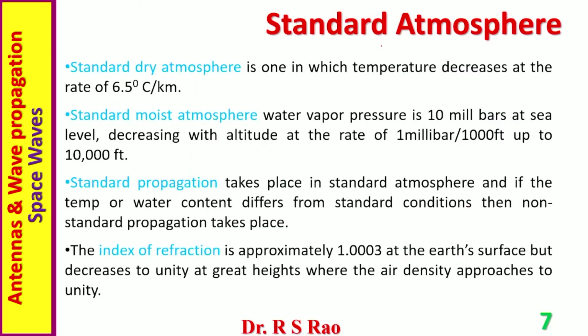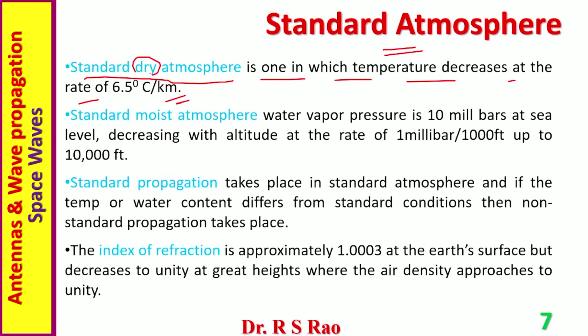Now, a few points regarding the troposphere. The properties, characteristics of a troposphere. As already mentioned, troposphere is the lower portion of the atmosphere. The wave travels in the troposphere. Antennas are located in the troposphere. The entire space wave communication link is in the troposphere, the lower portions of the atmosphere. Regarding these lower portions, a few points are given which describe the nature of the atmosphere. Standard dry atmosphere: it is one in which temperature decreases at a rate of 6.5 degrees centigrade per kilometer.